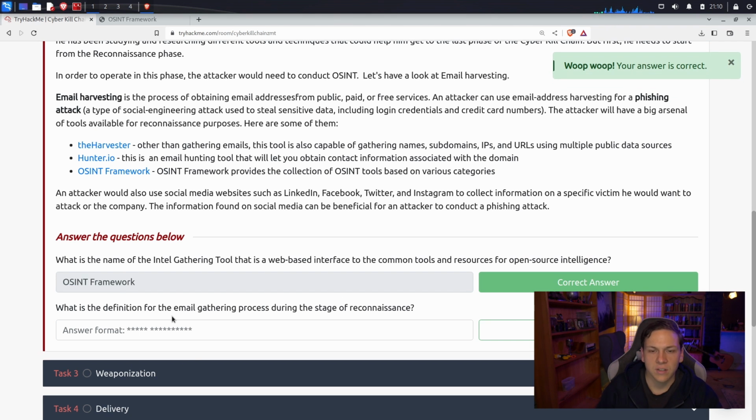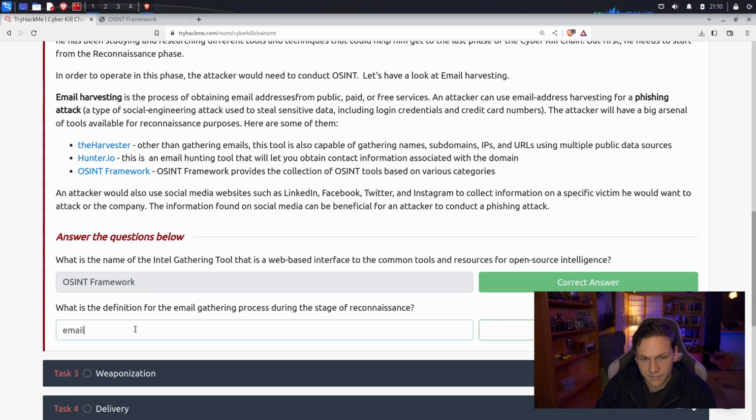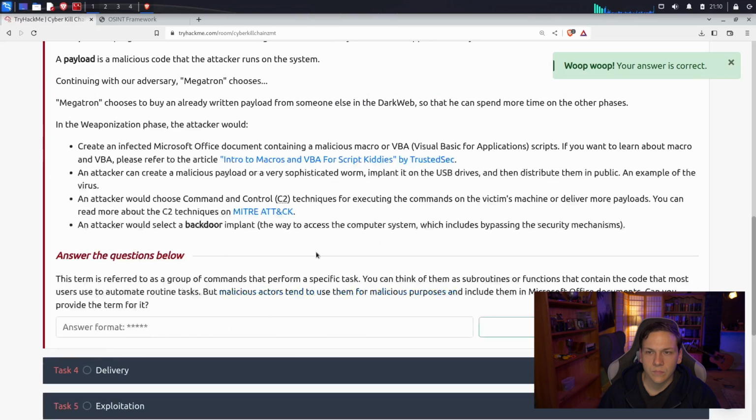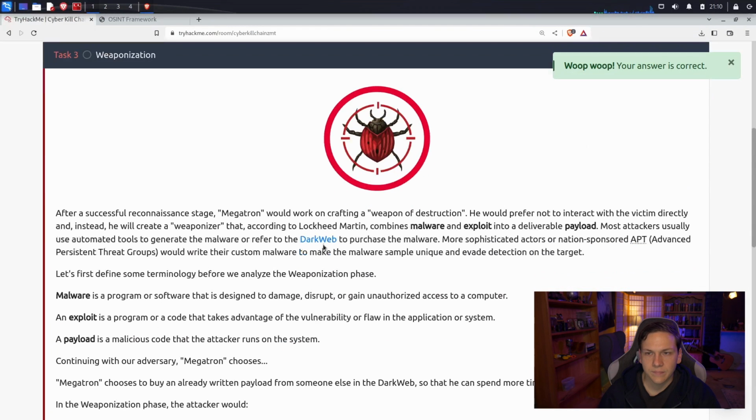What is the definition of the email gathering process during the stage of reconnaissance? The email harvesting. That's the one. Cool. Move on to weaponization.